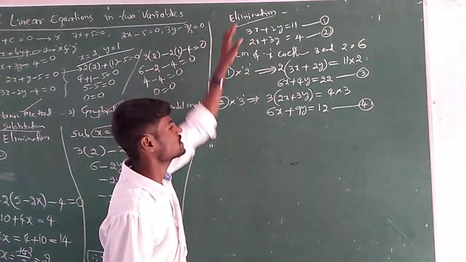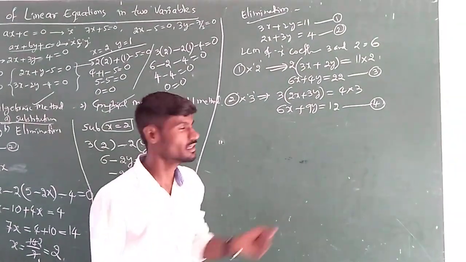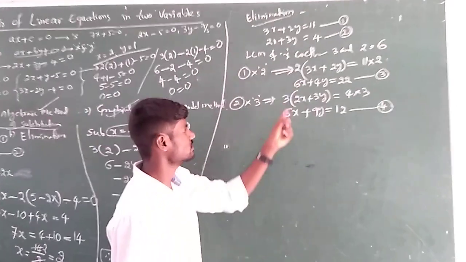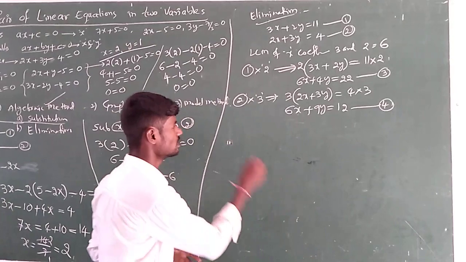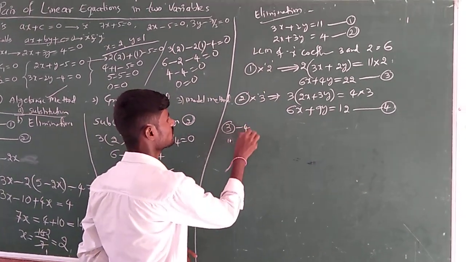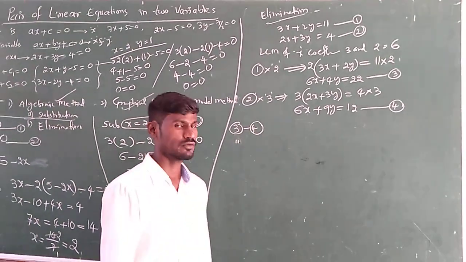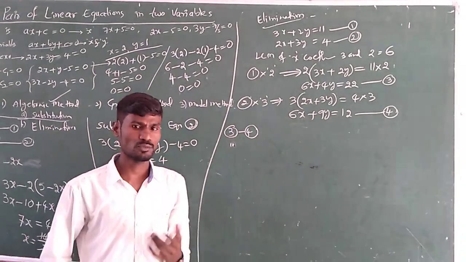Now come to elimination. Which variable will be eliminated here? X. How? Both are the same. Subtract one equation from another to get the elimination. So here, to do elimination we are doing 3 minus 4. Why do we only do minus? Why don't we plus? We may do plus also.